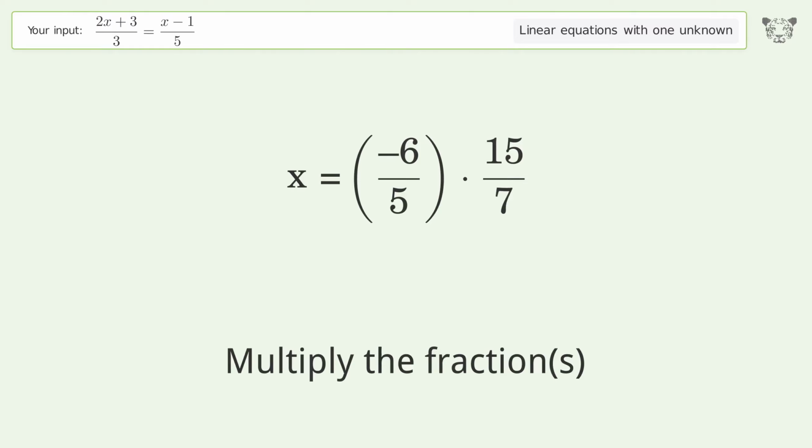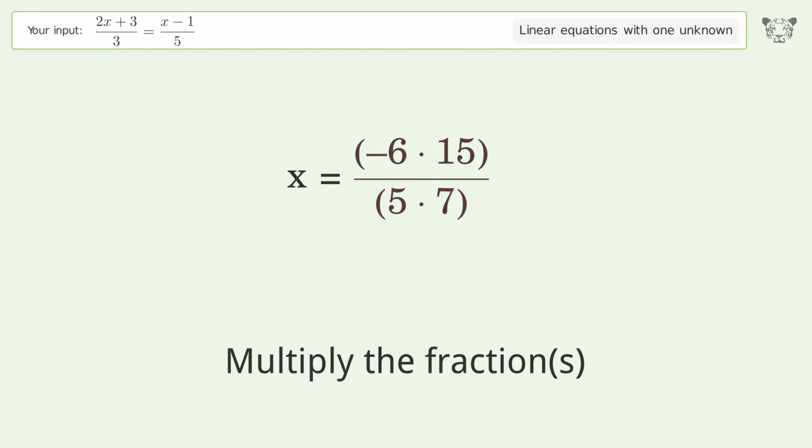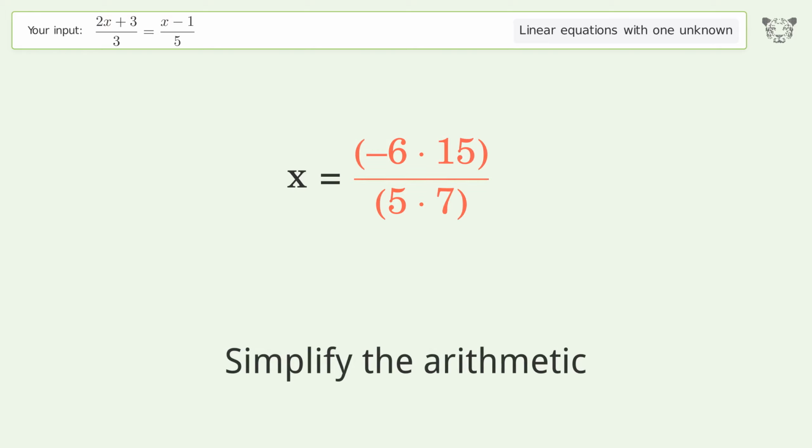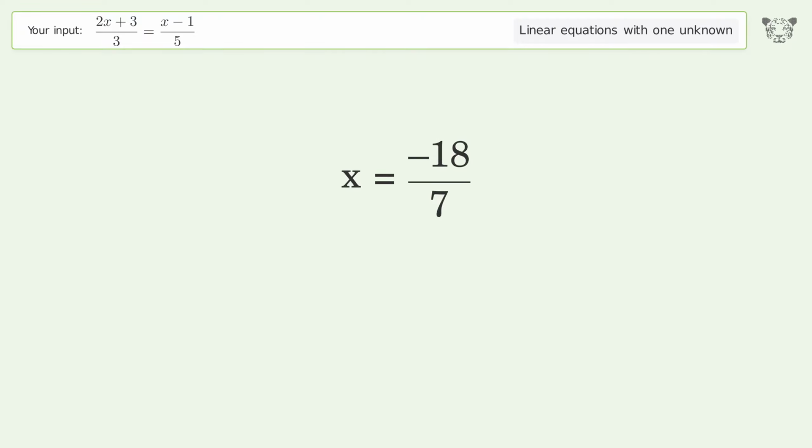Multiply the fractions. Simplify the arithmetic. And so the final result is x equals -18/7.